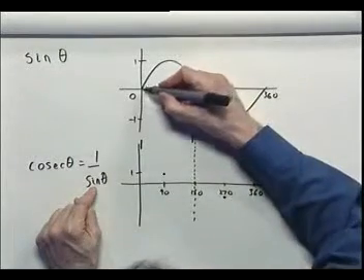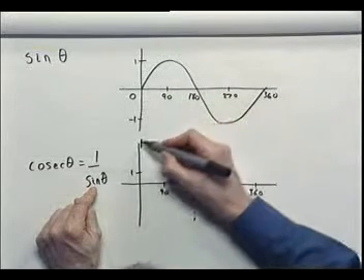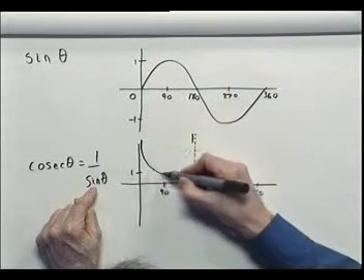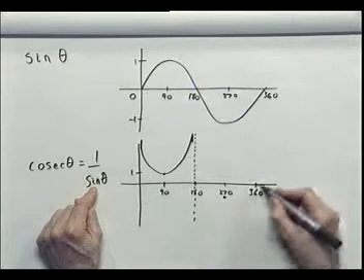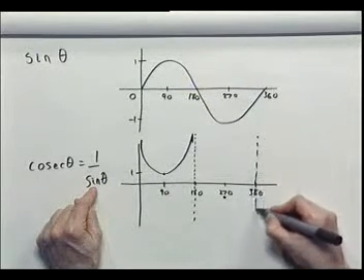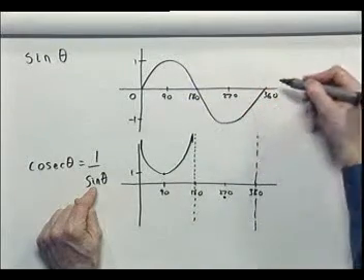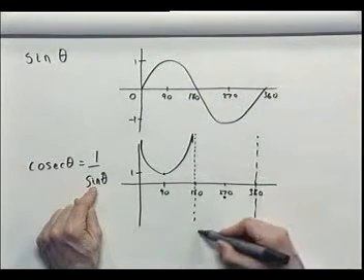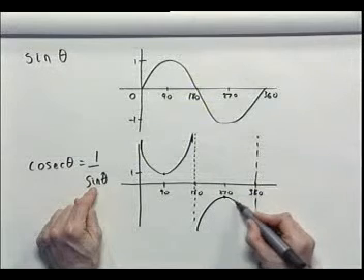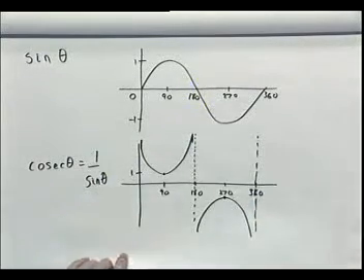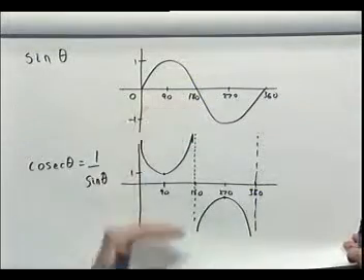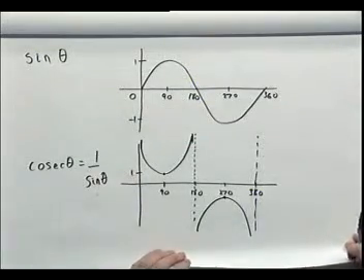Now, this curve goes like that, and what we're seeing is that this curve is going to come down and up like that. And it's going to do the same here, except because what we're dividing by are negative numbers, it's going to be like that. So there's our graph of cosec derived from the graph of sine.